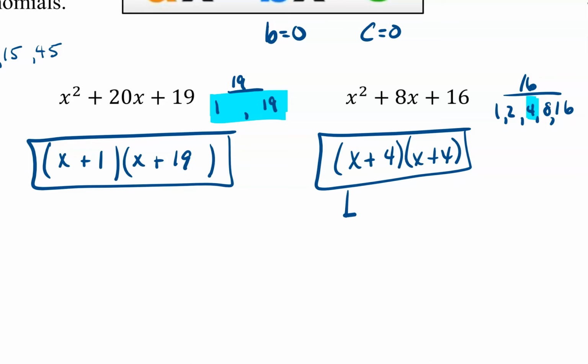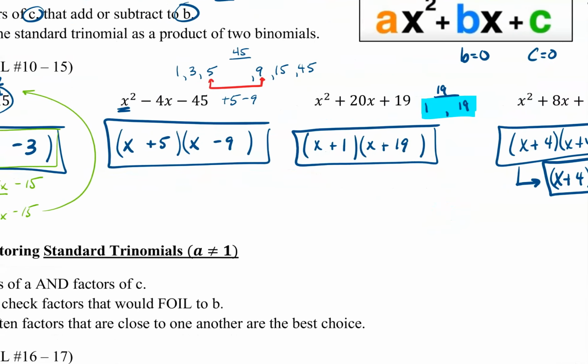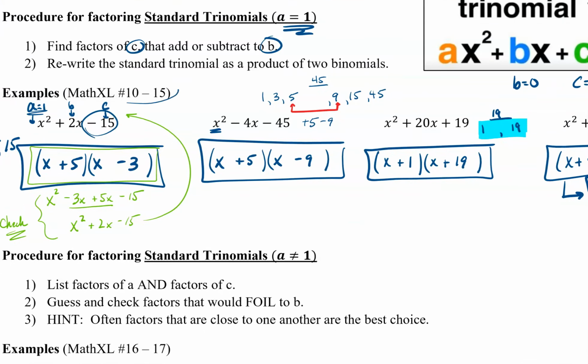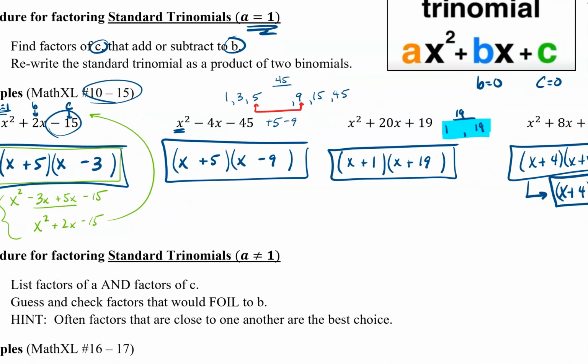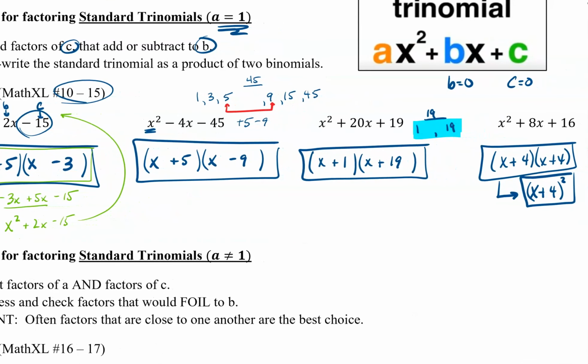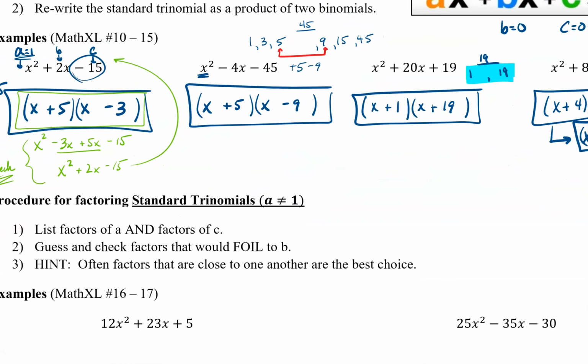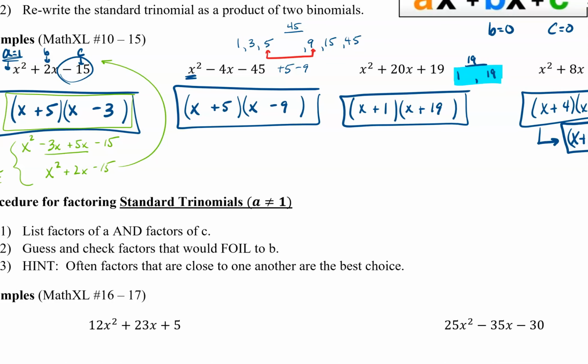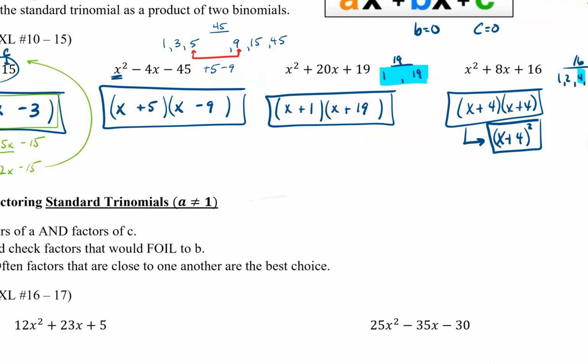Now, since it's an expression that multiplies by itself, there are times that we'll report it this way, x plus 4 squared, and that would be okay as an answer too. So be on the lookout when you're working on Math Excel this week, especially on questions 10 through 15. The instructions should tell us exactly what format we should be in, and whether it needs to be two separate binomials or if we should write it as a single binomial with a power of 2.